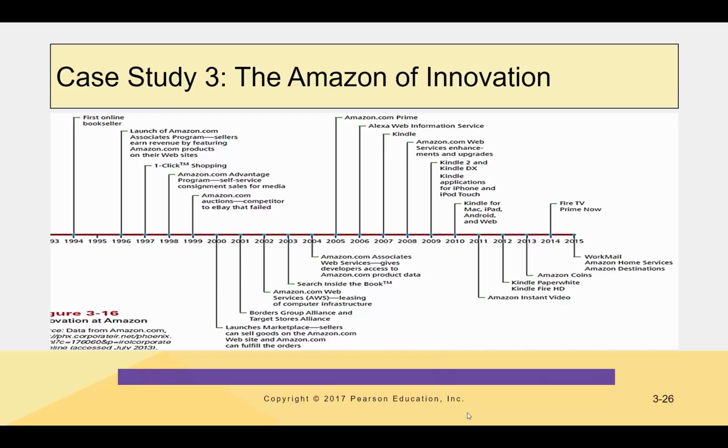And so everything he's done, from launching online books down to Amazon Home Services and Destinations and coins and all of this. I mean, you just go on and on and on. Amazon Prime. I'm a Prime member. 2005. I have probably been a Prime member. I don't know if it's been since then, but it's been a long time. It probably has been since it came out. I probably was one of the first Prime members, and I take that very seriously because it works great for me.